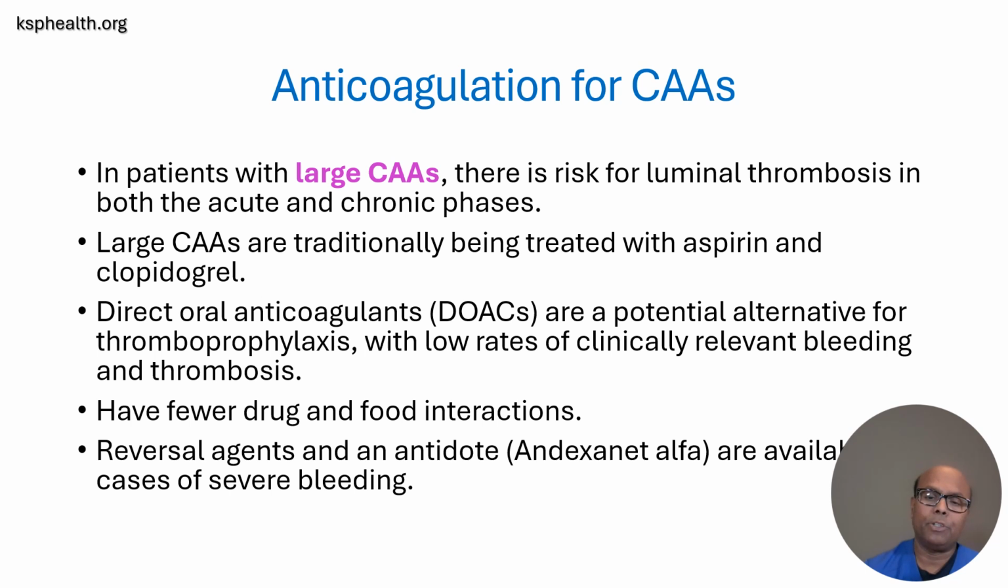Anticoagulation for coronary artery aneurysms. In patients with large coronary artery aneurysm, there is a risk for luminal thrombosis in both acute and chronic phases. Large CAAs are traditionally treated with aspirin and Plavix. Oral anticoagulants are a potential alternative for thromboprophylaxis with low rates of clinically relevant bleeding and thrombosis.